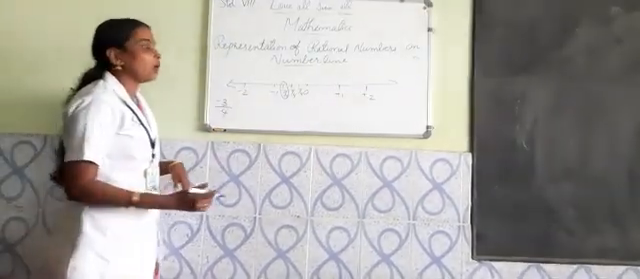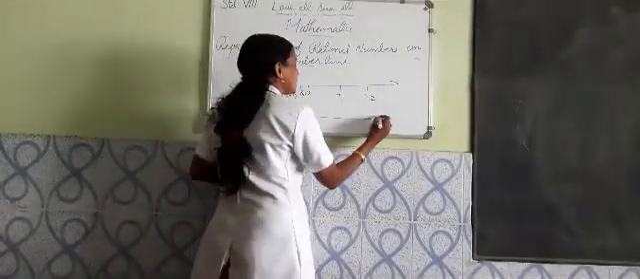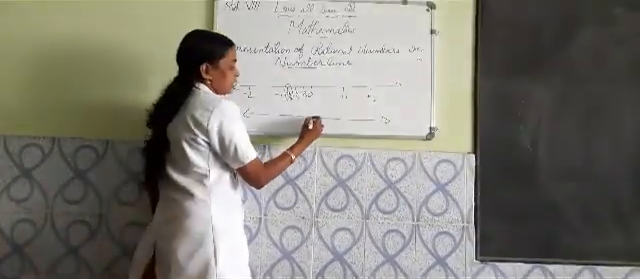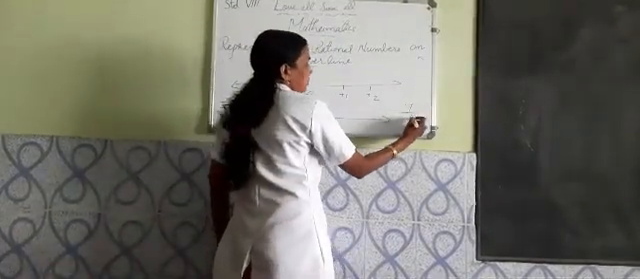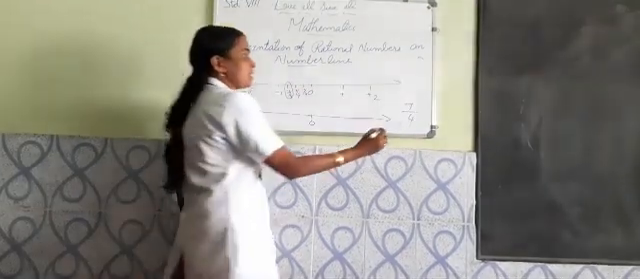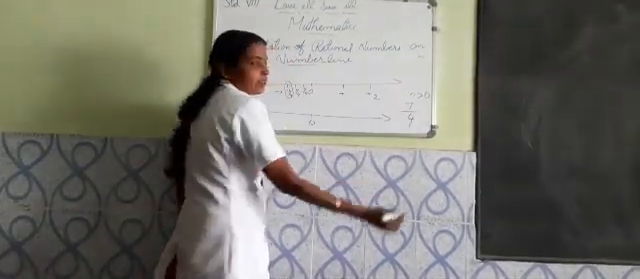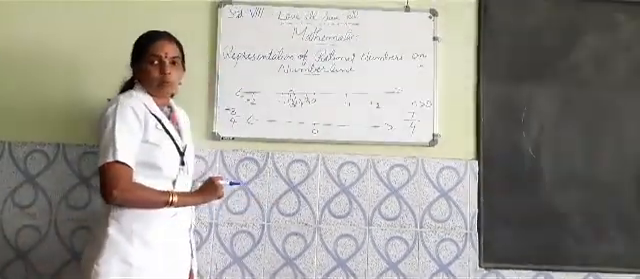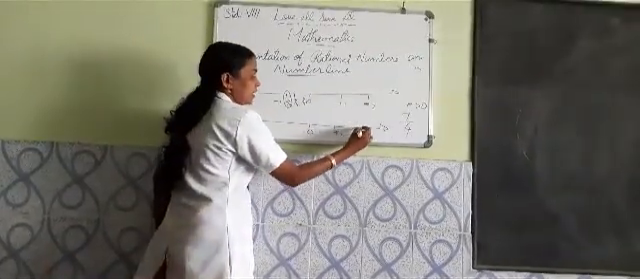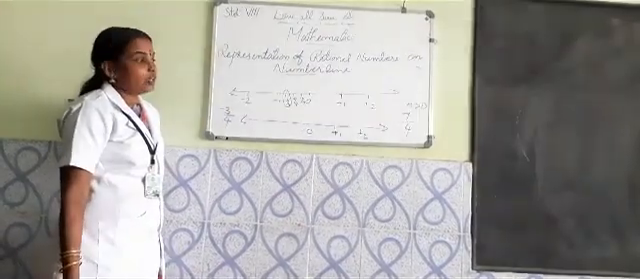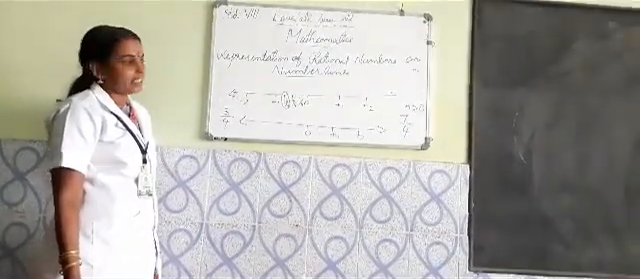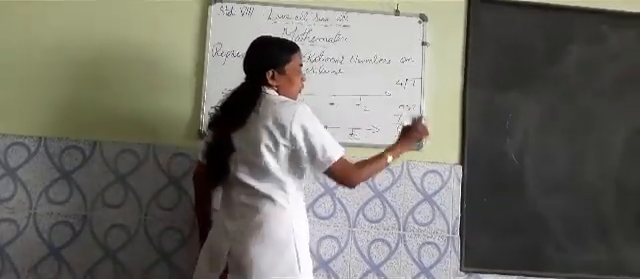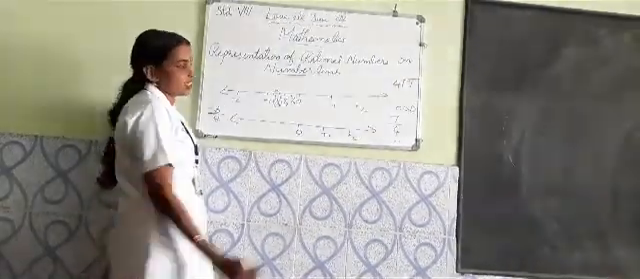Next, we can look at how to mark improper rational numbers on the number line. Suppose we have to represent 7 by 4. Here, the numerator is greater than the denominator, so its value is greater than 1. If we are marking plus 1, plus 2 here, the value of an improper fraction is greater than 1. So we can divide it by 4. We have to express 7 by 4 as a mixed rational number.